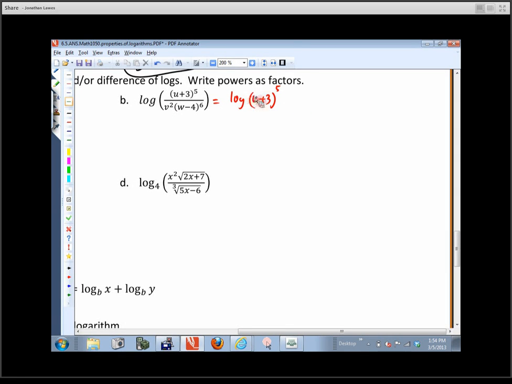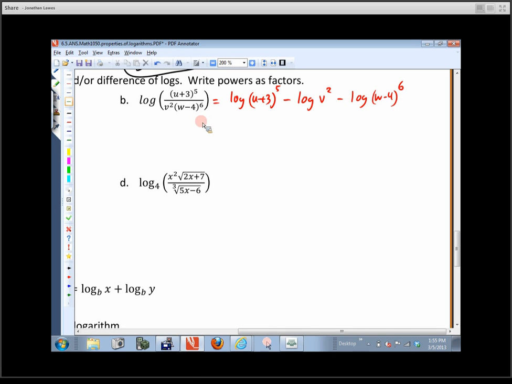Okay? This one's on the bottom, so I'm going to make that negative. So that's going to be the log of v squared. This one's on the bottom. It's going to be negative, so that's going to be the log of w minus 4 raised to the 6th. So I've got a factor on the top, 2 factors on the bottom. That's going to give me 3 terms altogether. The ones that are on the bottom have negatives in front of them.